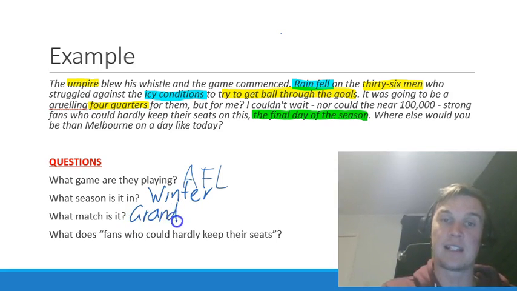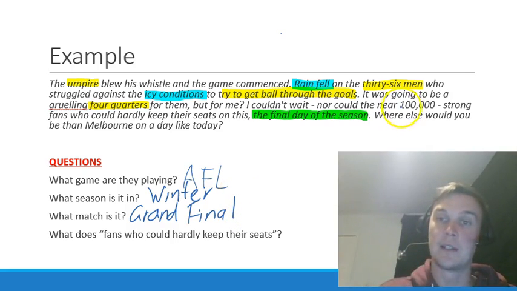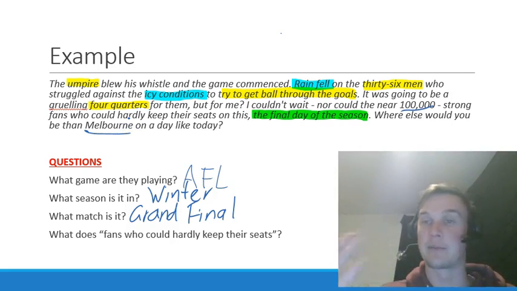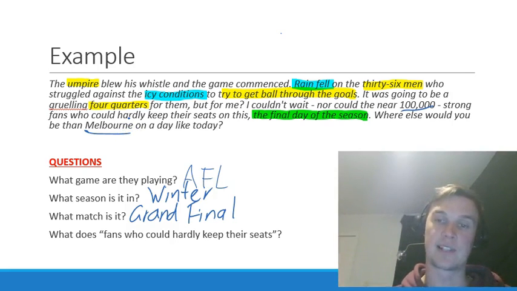Okay, there's some other keys in there that tell us that it's the grand final. It's obviously a big game. There's 100,000 people there. It's played in Melbourne. We know that the AFL Grand Final is played in Melbourne. So we've got to start to get these implied meanings out.